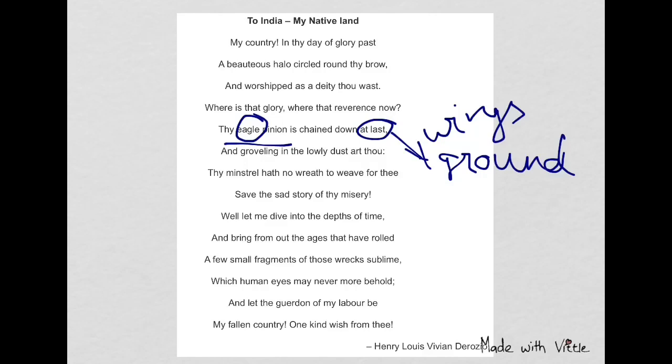And groveling in the lowly dust art thou. Groveling means crawling. Usually the animals crawl. The birds, they do not crawl. But here the eagle is chained and brought down on the ground. So it is crawling. It is helpless. It is chain bound. It cannot fly anymore. So it is crawling on the ground, on the lowly dust. That means its status is really low now. Lowly dust means its low status.